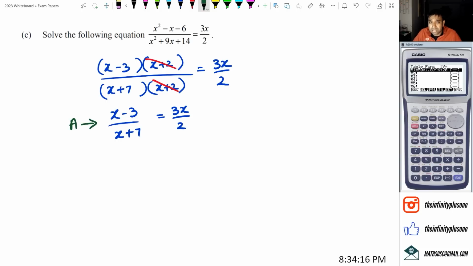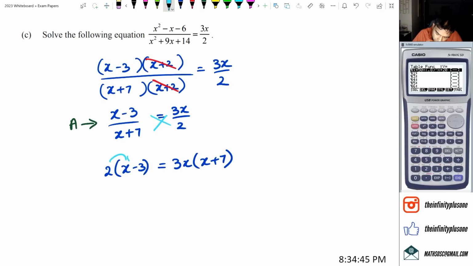Now we're going to show you the next step you need to do to get a merit. I don't know why I said "we", because it is just me doing this. The next step is to cross multiply, and when we cross multiply this, we get 2 times (x minus 3) equals 3x times (x plus 7). Remember, when you have a fraction equal to another fraction, we cross multiply.